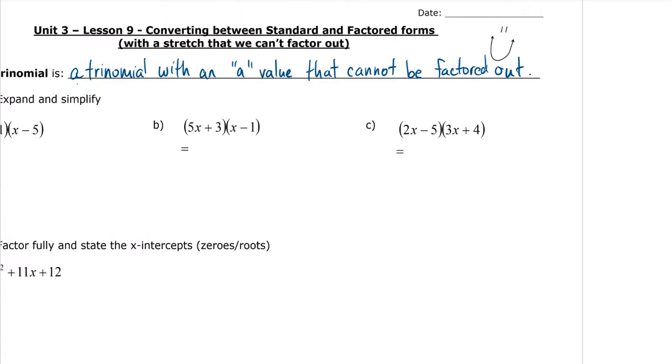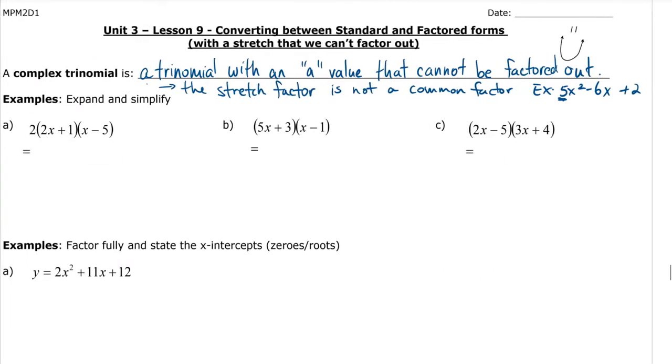So for a trinomial, the stretch factor, because a is the stretch factor, is not a common factor. Example, 5x squared minus 6x plus 2. 5 is not a common factor of 6 or 2. So we're going to learn how to factor this kind of complex trinomial today.